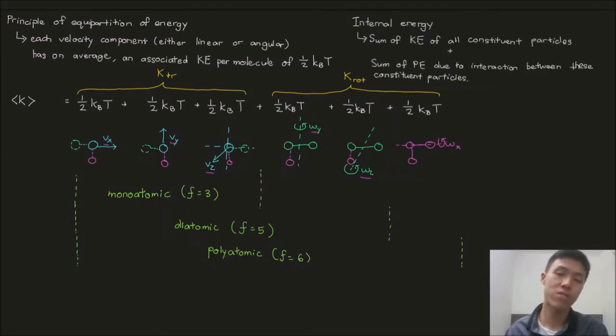Okay, so that's the definition of internal energy based on mechanics. Internal energy is the sum of kinetic energy of all the constituent particles. That means all the particles that make up the gas, we sum up all the kinetic energy, plus the sum of potential energy due to interaction between these constituent particles. So we add up all the kinetic energy and all the potential energy, and that will be our internal energy. This one you might need to relate to something you learned in chemistry.